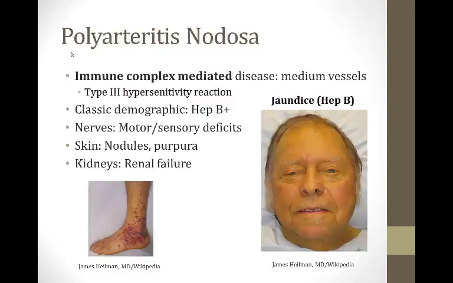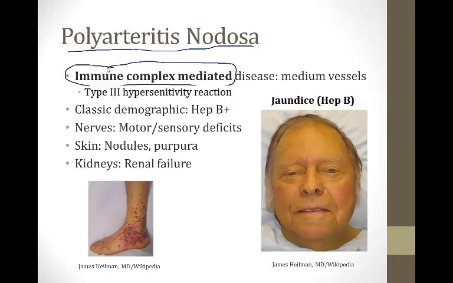Our last medium vessel vasculitis syndrome is called polyarteritis nodosa, and the most important thing to remember about this is that it is immune complex mediated. This is unique among the vasculitis disorders in this module. This is the only one mediated by immune complexes. So complexes of an antibody, like I'm drawing here, attached to some antigen, will circulate through the plasma and they will deposit in the skin and tissues. This is an example of a type 3 hypersensitivity reaction.